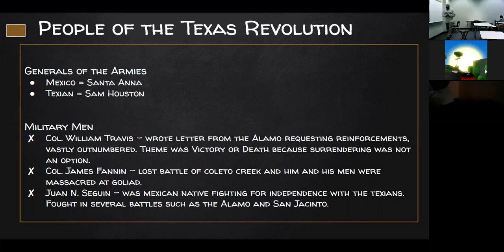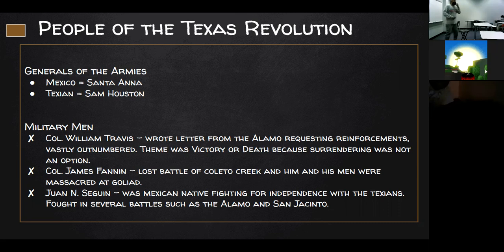It says he lost the battle of Colorado Creek, and him and his men were massacred at Goliad. We're going to jump on that in a second. Fannin was the opposite of William Travis. By the way, Travis and Fannin are both streets in Houston. Fannin is a street and Travis Street is downtown. That's where they come from. All right. So Travis, he was the opposite.